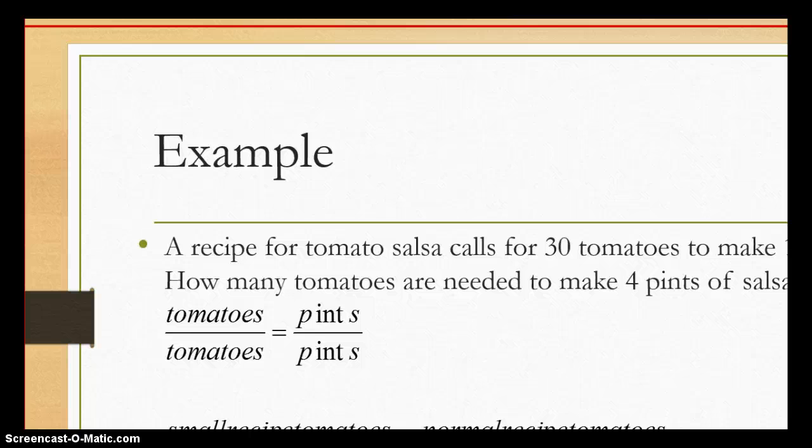So here we have a story problem. A recipe for tomato salsa calls for 30 tomatoes to make 12 pints of salsa. How many tomatoes are needed to make 4 pints of salsa? So there's two ways that you can write this to figure out our x. How many tomatoes, right there, we know that is our x.